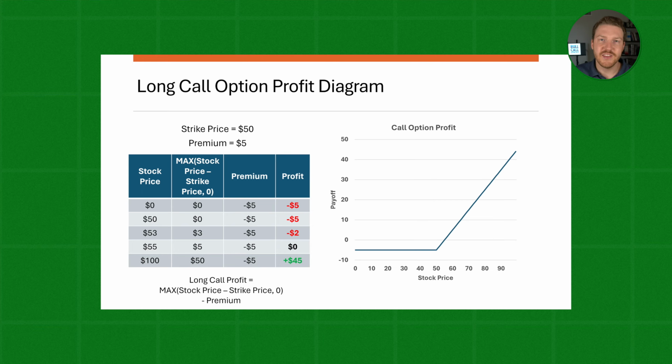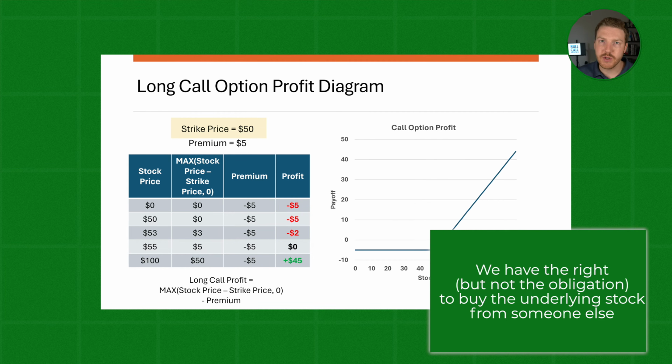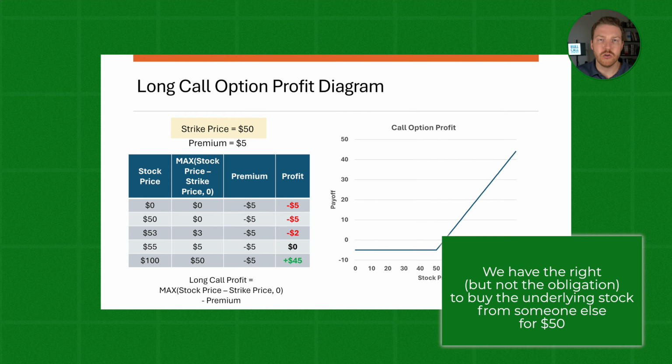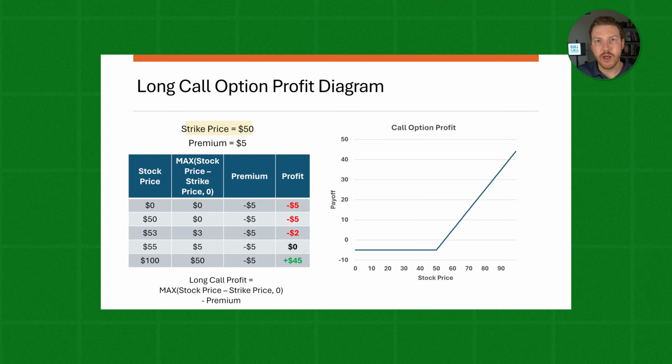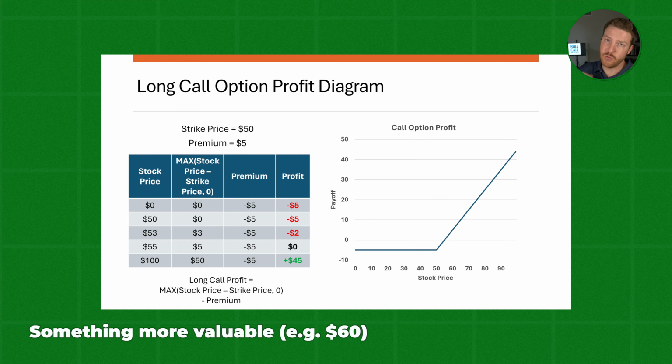Let's take a look. In this example, we will buy or go long a call option with the strike price of $50. This means that we have the right but not the obligation to buy the underlying stock from someone else for $50. So we will have increased profitability if the stock price goes up, because we would like to buy something that is more valuable for a lower price.